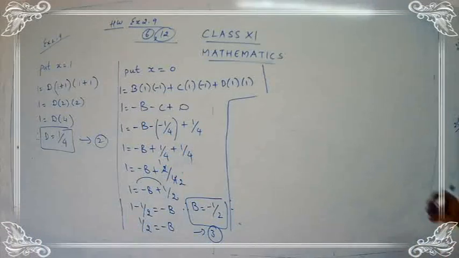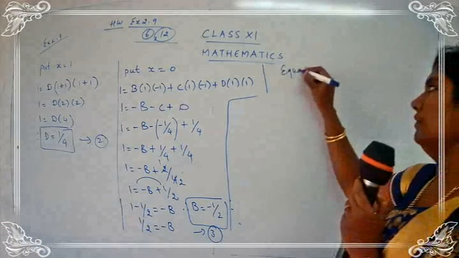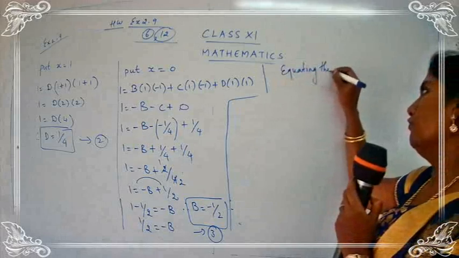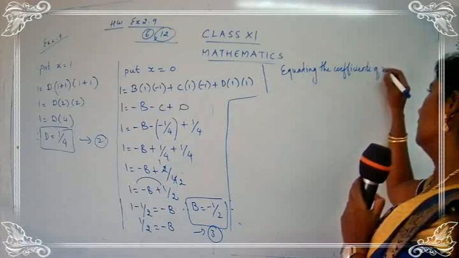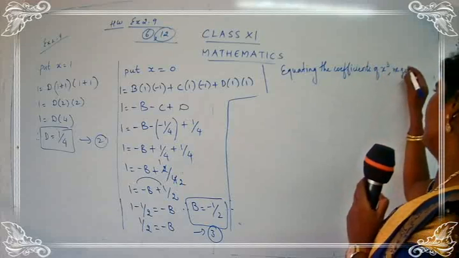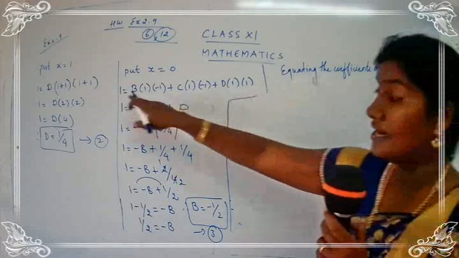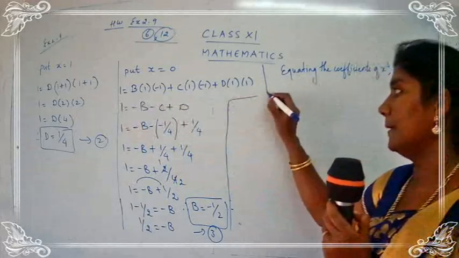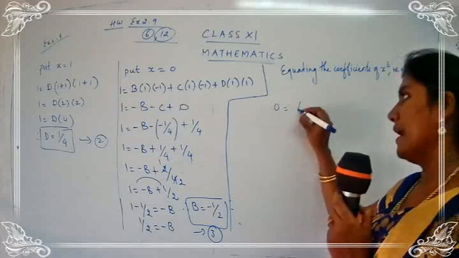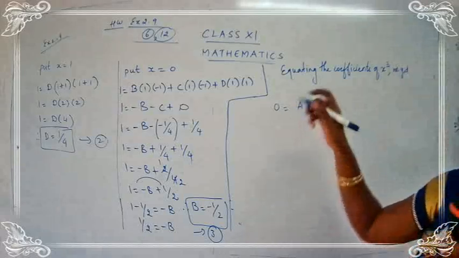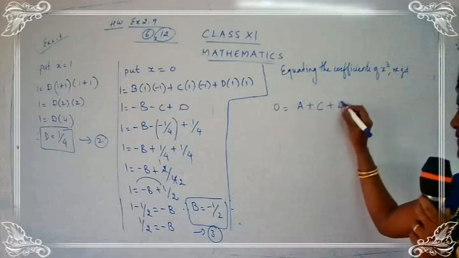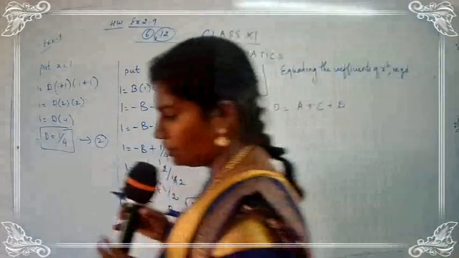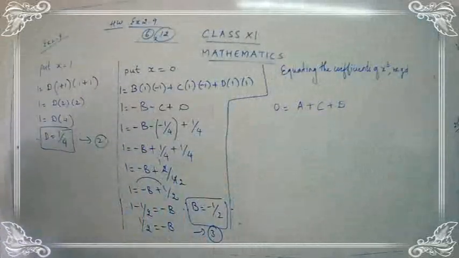Write on the next step. Equating the coefficients of x cube, we get: so we started with 1 is equal to a. So there you don't have x, so you have to put your 0. I told a is having the power x cube. b is not having the power. Similarly, c is having the power and d is having the power x cube. So 0 is equal to a plus c plus d.